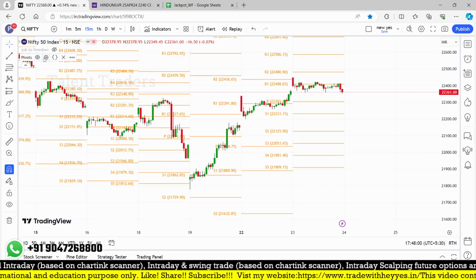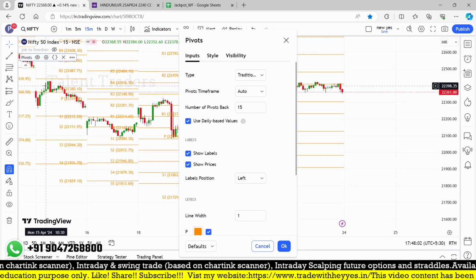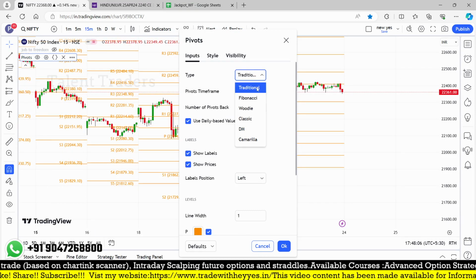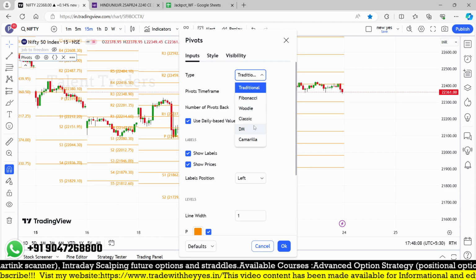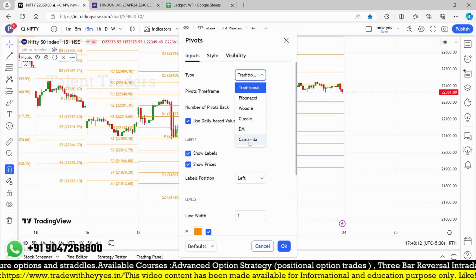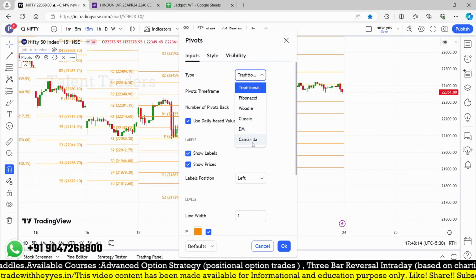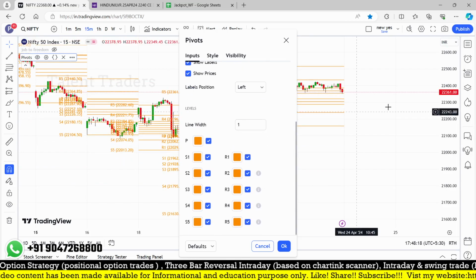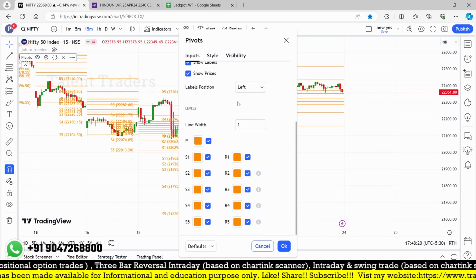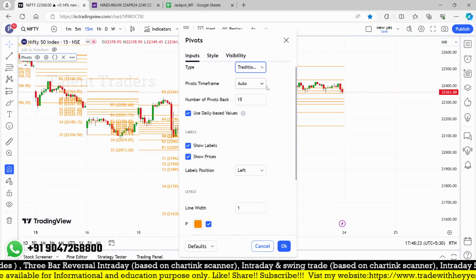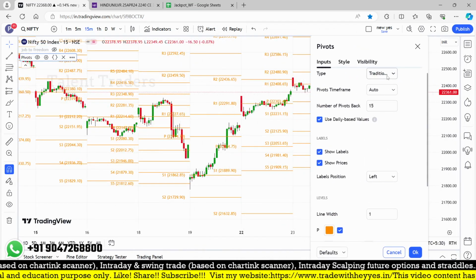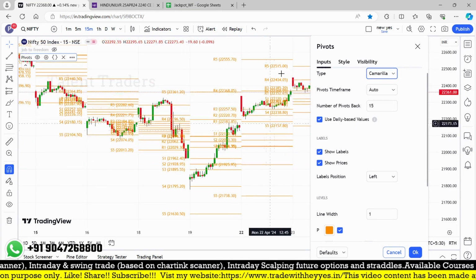Nothing else, you just need to change the settings. Here it is a traditional pivot, and we have a lot of pivot types: Fibonacci, Woody's, Classic, and Camarilla. I'm just going to use the Camarilla pivot only. If I add this Camarilla pivot, I'll get this. Hope you've seen there is a change in the pivot levels. With traditional, you can see the levels on the right side are changing here, and I'm just using Camarilla. So we will be changing the levels.